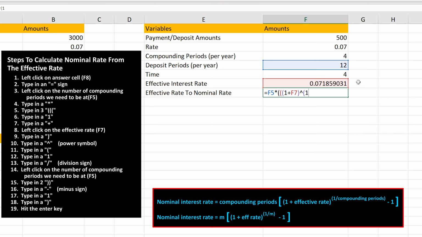Next, we type in a 1, followed by a division sign, and then we need to left-click on the number of compounding periods we need to be at, which again is cell F5, not cell F4, because we need the compounding periods to match the deposit periods. Next, we type in 2 closed parentheses, followed by a minus sign, and then we type in a 1, then we type in a closed parentheses to close off the formula. From here, I'll hit the enter key, and we have our answer of 0.06959591 as the nominal rate.